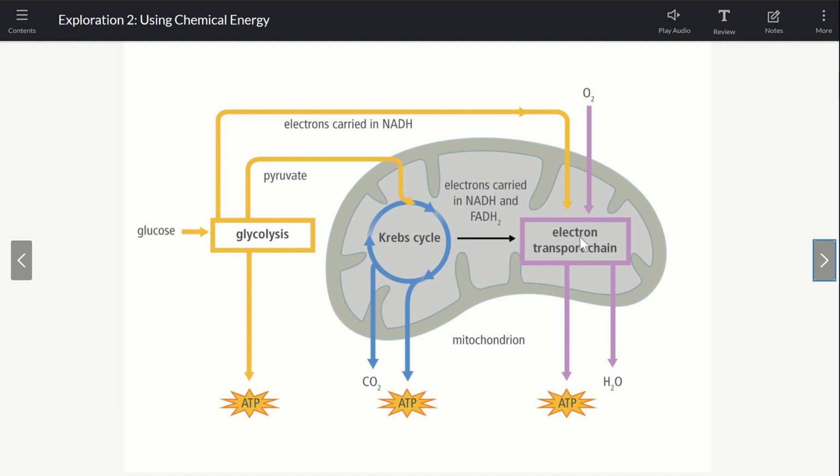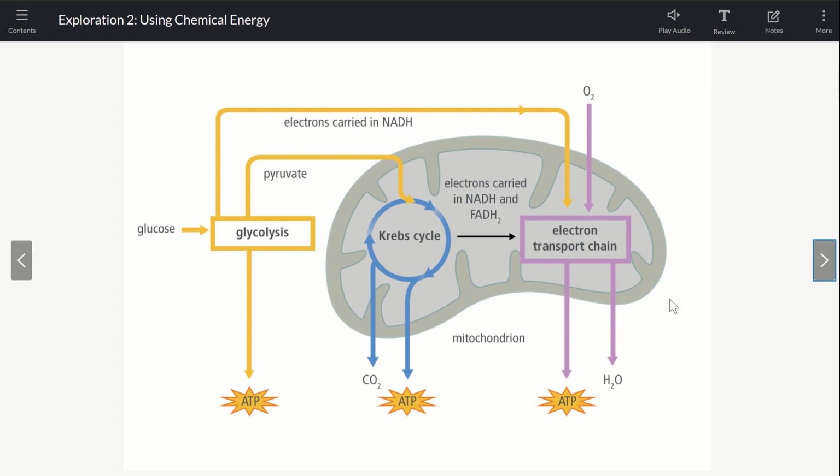So once we break all those bonds, we collect all the electrons, both from glycolysis and the Krebs cycle, and we take them to our final stage, which is called the electron transport chain. And sometimes this gets referred to as the ETC for short. But the electron transport chain takes all of the electrons from the first 2 stages, and it uses them to make a ton of ATP. Now, this last stage should look familiar to you, but we'll talk about that in just a little bit.